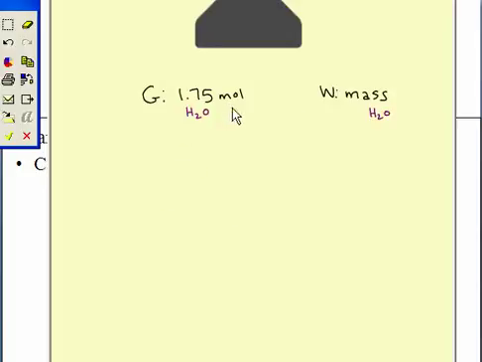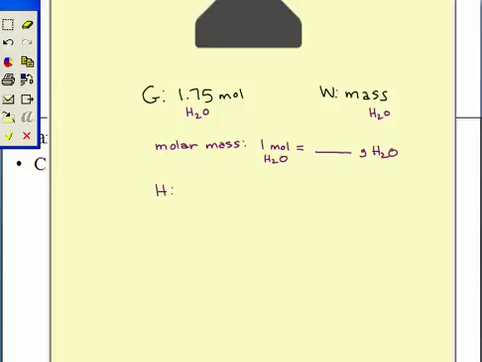Anytime we are going between mole and mass or mass and mole, the conversion factor will always be molar mass. And the molar mass is something we have to calculate for each individual compound. So the molar mass is going to have this setup. 1 mole of water is going to be blank grams of water. And what we have to do is calculate the molar mass of water.